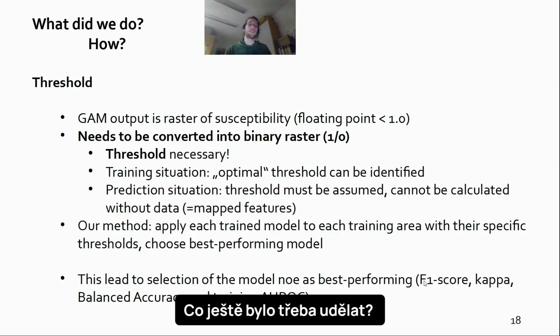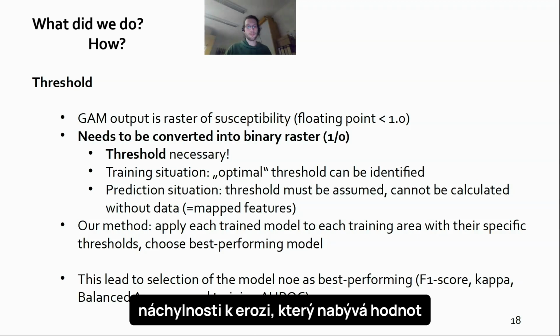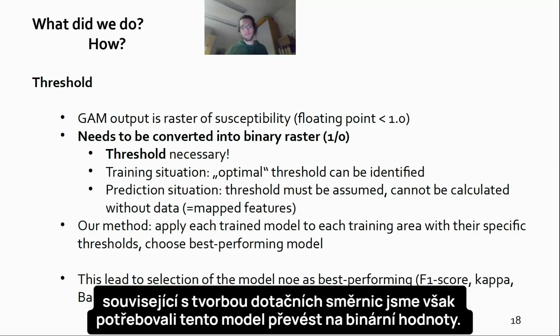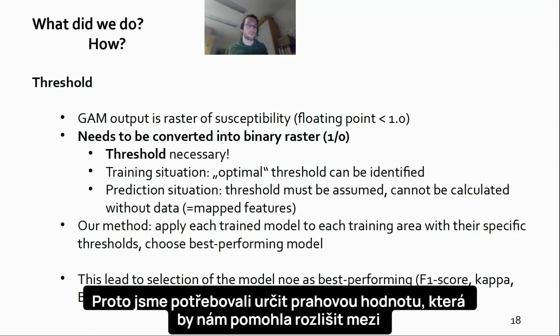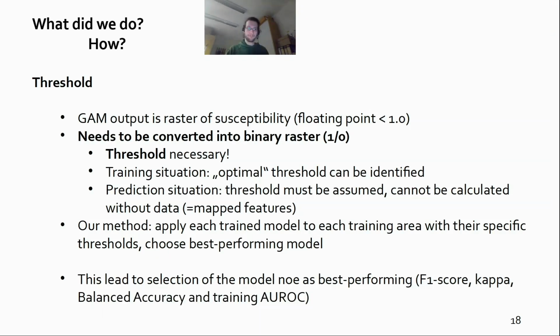What else had to be done? The output of this GAM model is basically a raster of susceptibility to ephemeral gully erosion, a value somewhere between 0 and 1. For any policy-related context, we needed to convert this into binary values. So we needed a threshold to separate between ephemeral gully erosion likely and unlikely.